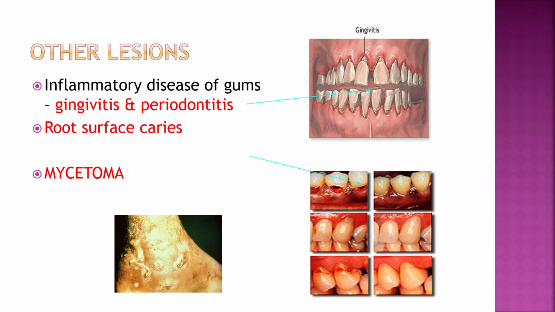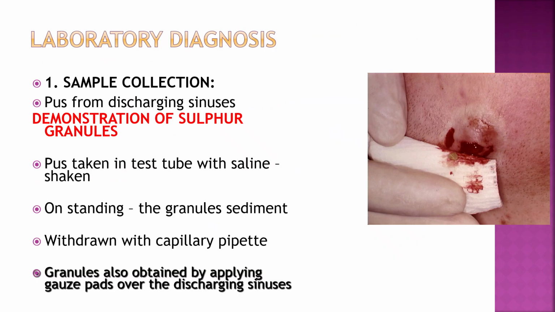Other lesions: inflammatory disease of the gums, gingivitis, periodontitis, root surface caries, mycetoma. Laboratory diagnosis: first, sample collection. Pus from discharging sinuses is used for demonstration of sulfur granules. Pus is taken in a test tube with saline, then shaken, and on standing the granules sediment and are withdrawn with a capillary pipette. Granules are also obtained by applying gauze pads over the discharging sinuses.